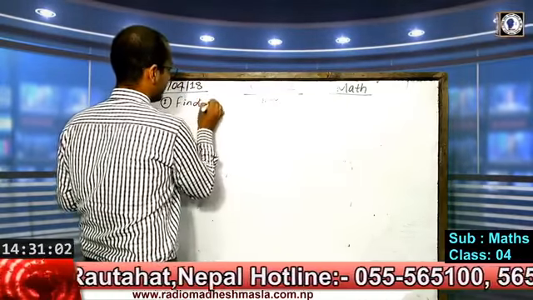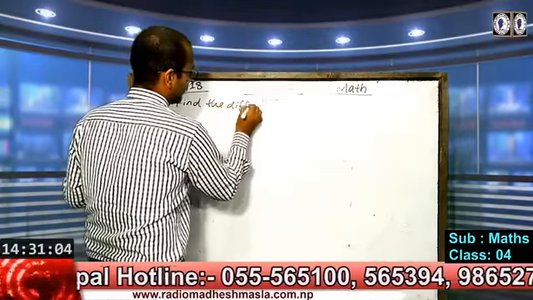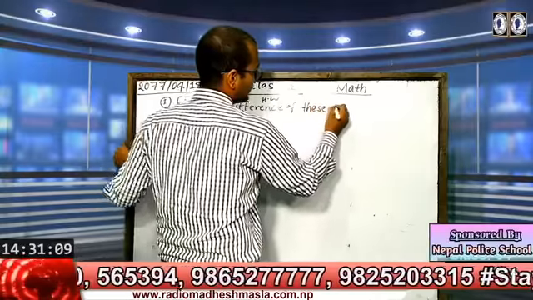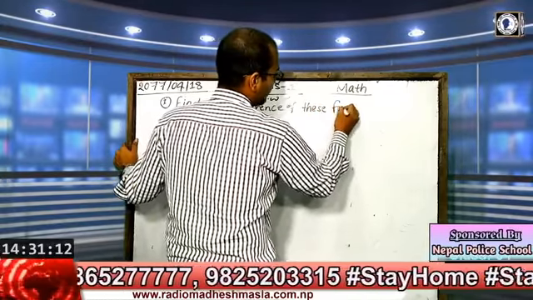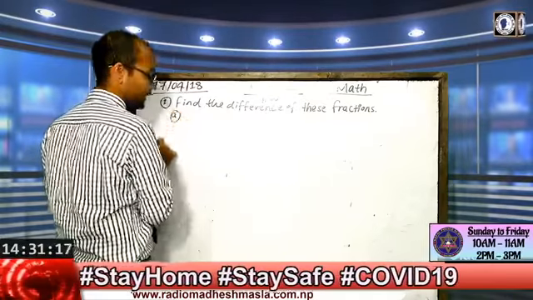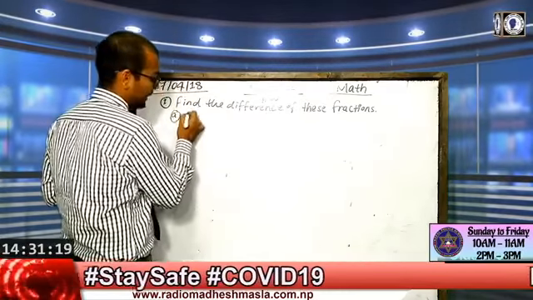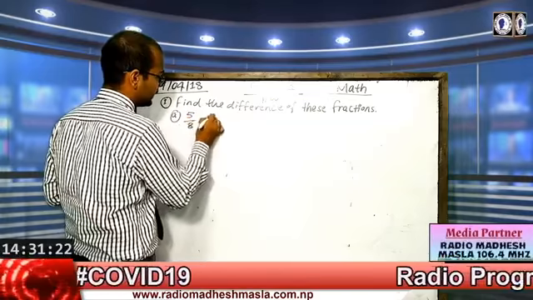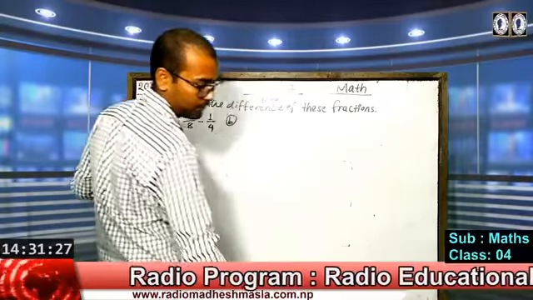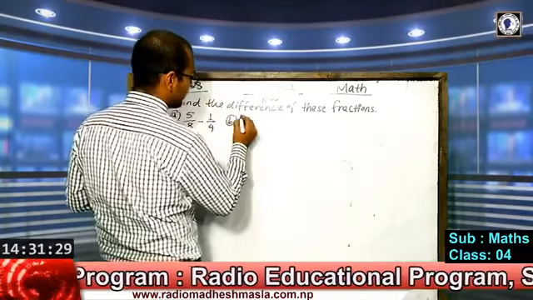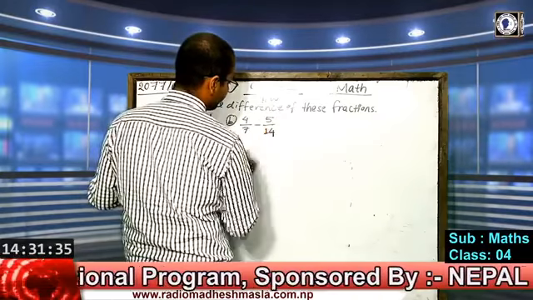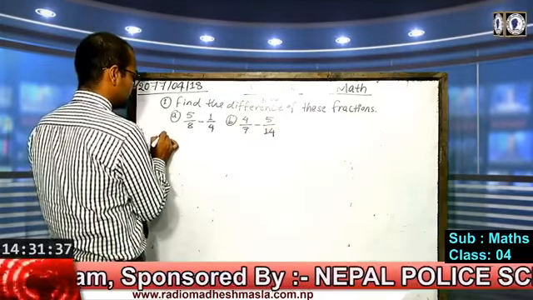Find the difference of these fractions. Question number A: 5 by 8 minus 1 by 4. Question number B: 4 by 7 minus 5 by 14.